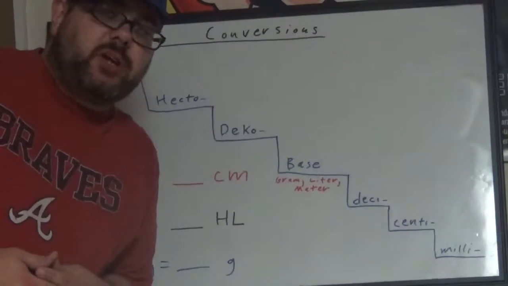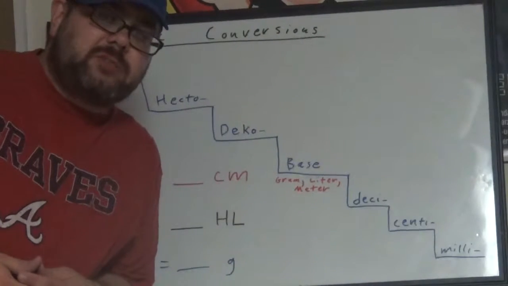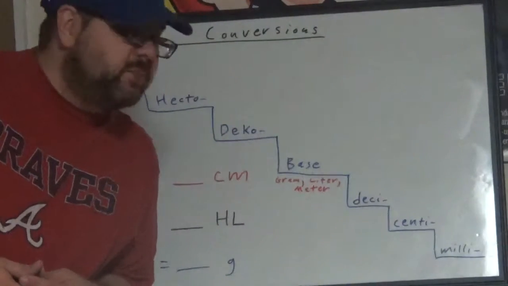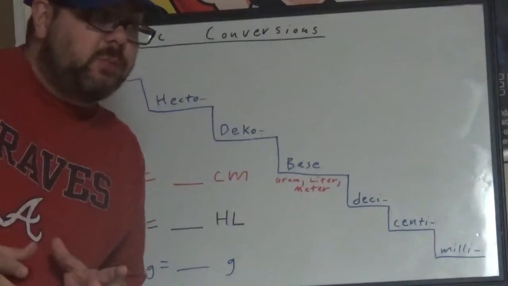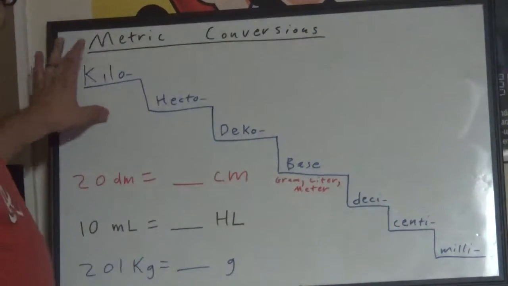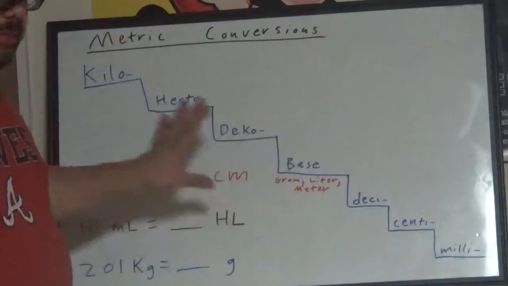Hey, this is Mr. Coker with Foundations of Algebra Lesson 5.1, Metric Conversions. With metric conversions, we're talking about changing from one metric unit to another metric unit.